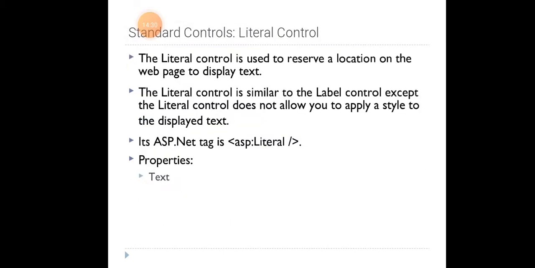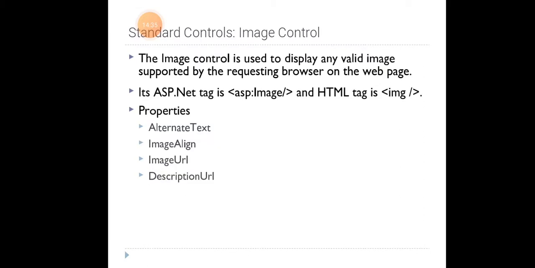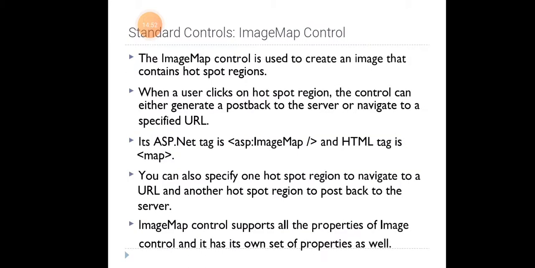Next, we move on to the image control. The image control is used to display any valid image. To display any image in the web page, we can use the image control. The properties of image control are alternate text, image align, image URL and the description URL.